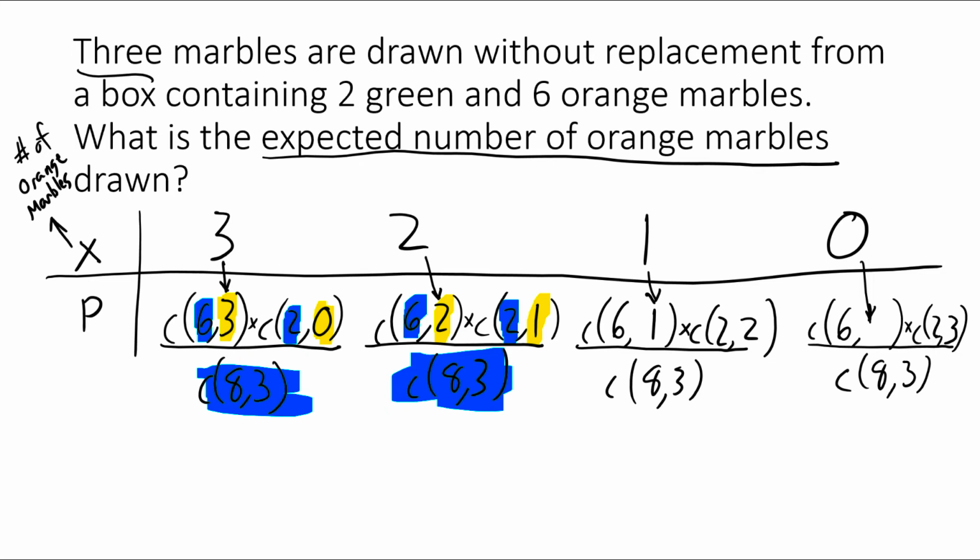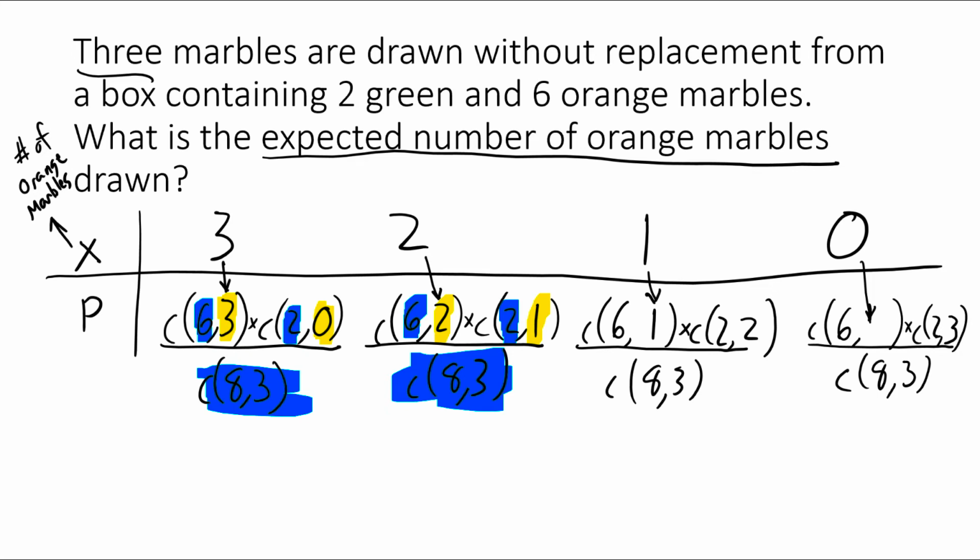Now, if you calculate that combination 2-3, you're going to get 0 because it's impossible to choose 3 objects from 2 objects. So that entire probability is going to be 0. All right, so now we have all of these. So let's go ahead and do the math.